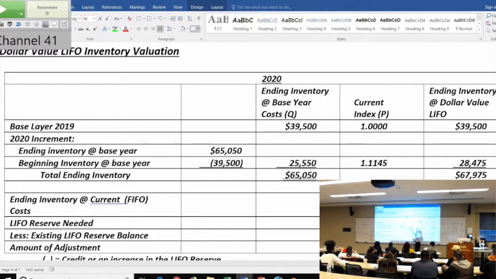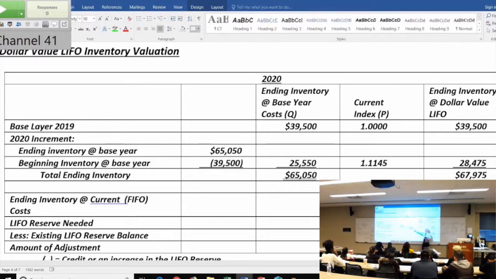This year, you had an increment. So if you took the ending inventory at base minus the beginning at base, you got an increment of 25.5. Now, why do I do that? You probably say, what a waste of time. You have that number here already. I need to know the change. And I'm just trying to be as systematic as possible. Why? Because this is made up of two layers, but you have to understand what LIFO.